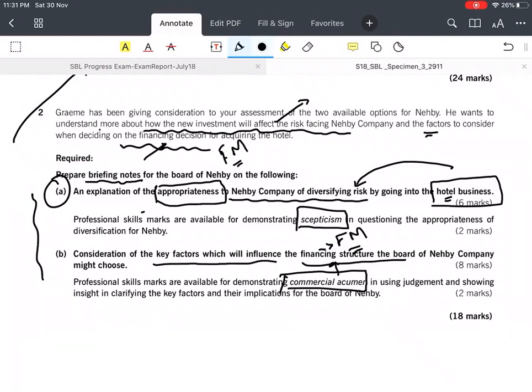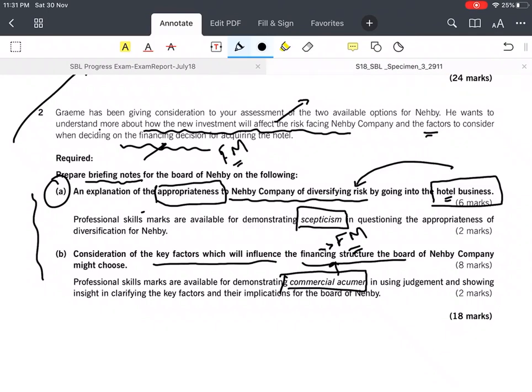But we cannot say that it's a completely unrelated diversification. Both these investments are within the hospitality industry. So if there is anything wrong with the hospitality industry, both businesses are going to be affected, and then the risk won't be diversified.